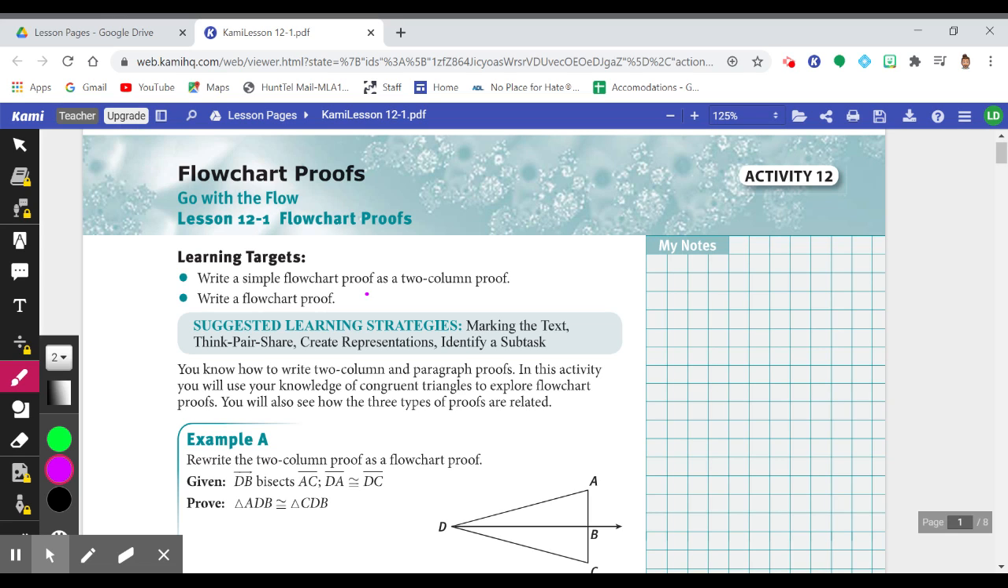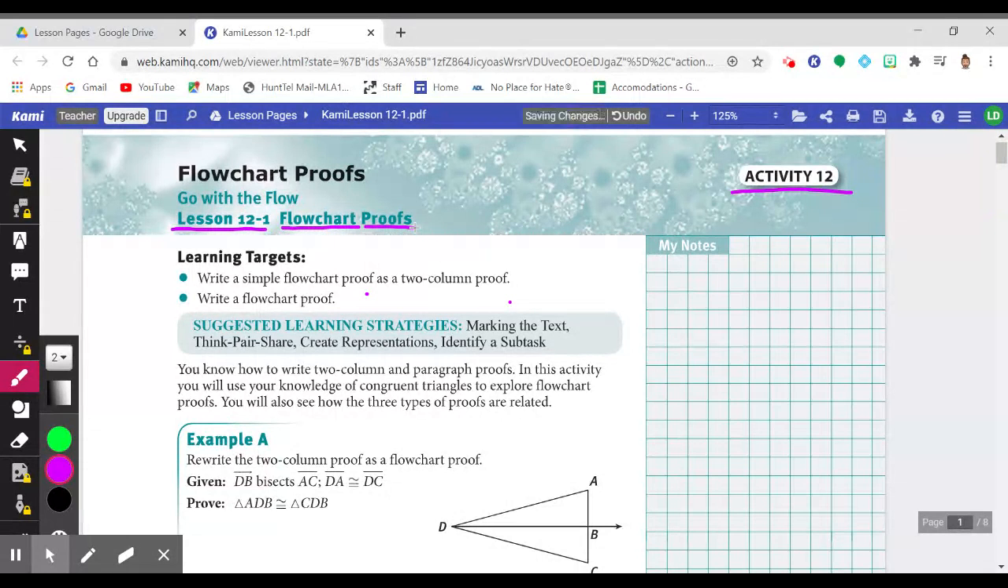Hello and welcome to Activity 12. We finally made it into Activity 12, focusing on Lesson 12-1, the flowchart proofs.